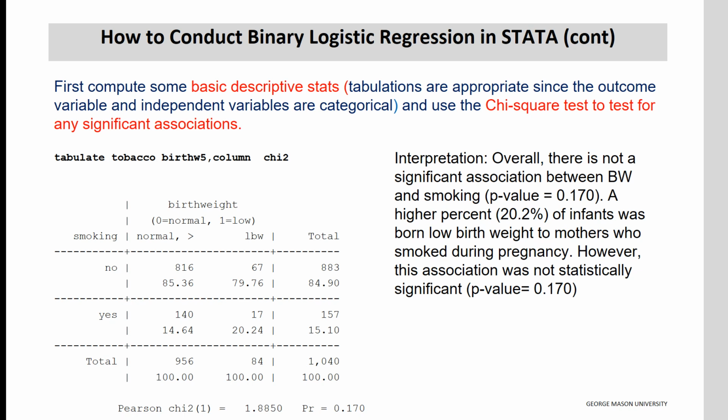But overall, if we look at the distribution of the percents in the classification table, we observed that a higher percent, 20.2% of infants, was born low birth weight to mothers who smoked during pregnancy. However, this association was not statistically significant.